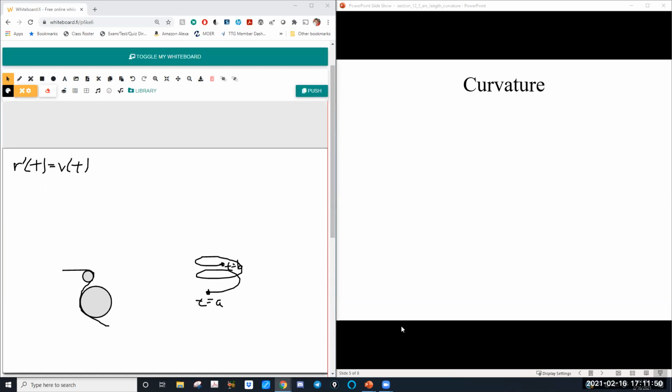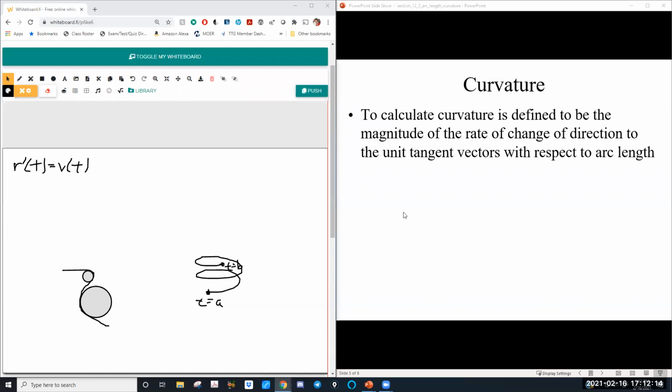Well, technically, the curvature can be thought of as a rate of change, because the curvature is a change in the tangent line with respect to a change in the arc length. So it really actually is a rate of change. It's kind of cool. So this is right on cue, Cooper. The magnitude of the rate of change of the direction of the unit vector with respect to arc length.